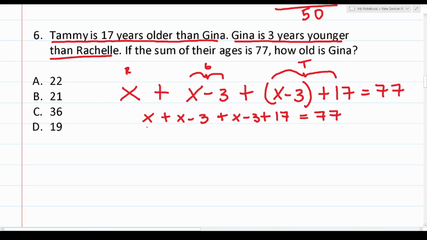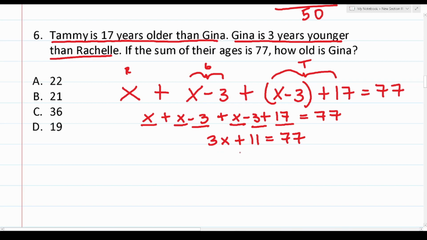Let's combine like terms. We have X, X, and X there. So that's 3X. Then we have negative 3, negative 3, and 17. 17 minus 3 is 17, 16, 15, 14. Minus 3 more is going to be 14, 13, 12, 11. So this becomes 3x plus 11 equals 77. Again, we're solving for x at this point, which will tell us how old Rochelle is. And then we can use some basic algebra to figure out how old Gina is.